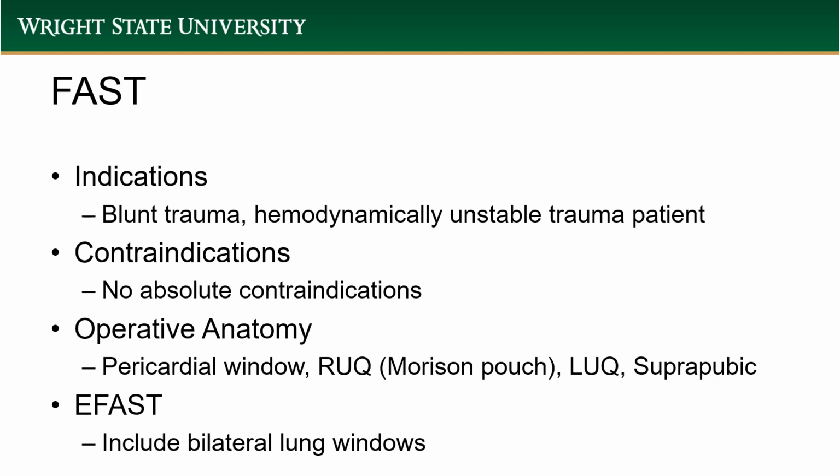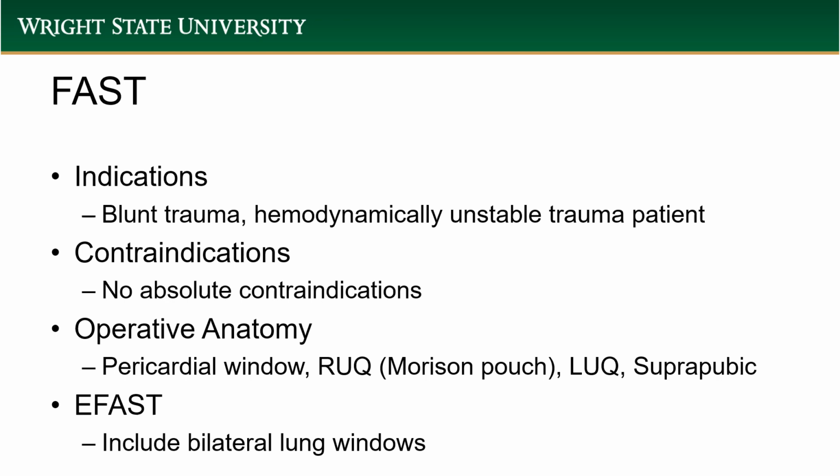Next and last in the traditional FAST exam, you have the suprapubic view. You can place the transducer just above the pubic symphysis. I like to fan both inferiorly, superiorly, as well as transversely to make sure you're getting complete visualization of the bladder and looking for any free rupture.